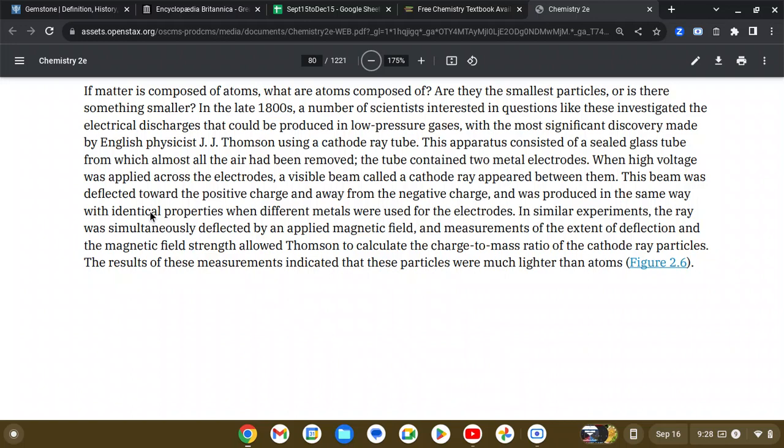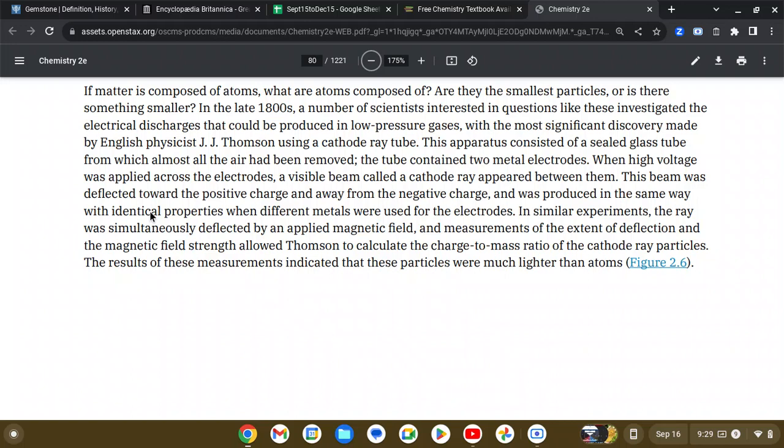This apparatus consisted of a sealed glass tube from which almost all the air had been removed. The tube contained 2 metal electrodes. When high voltage was applied across the electrodes, a visible beam called a cathode ray appeared between them. This beam was deflected toward the positive charge and away from the negative charge, and was produced in the same way with identical properties when different metals were used for the electrodes in similar experiments.